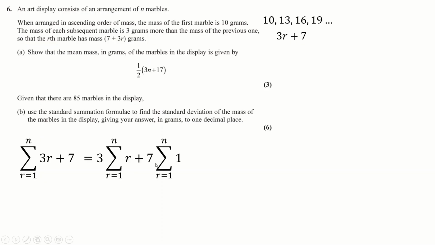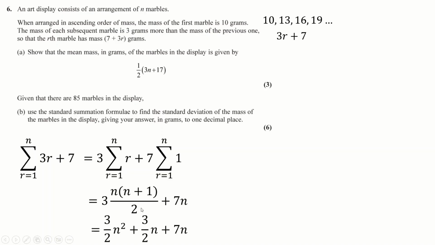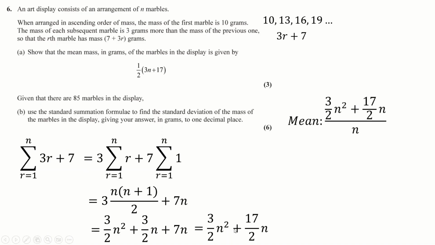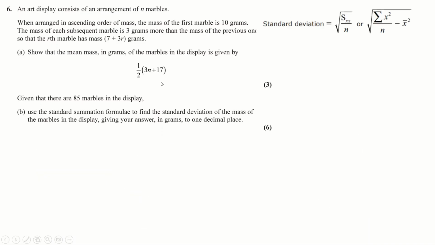We can obviously separate like this. This, you should know, is n into n plus 1 over 2, and this is just n. We can obviously deal with this. We can put these things together, and then likewise, that's the total amount of weight, isn't it? So for the mean, we have to divide that by n, to then find this, which we can factorize our half from, and we'll get the mean they want us to get. Okay, now given there are 85 marbles, so we now know that n is 85, which is fine.